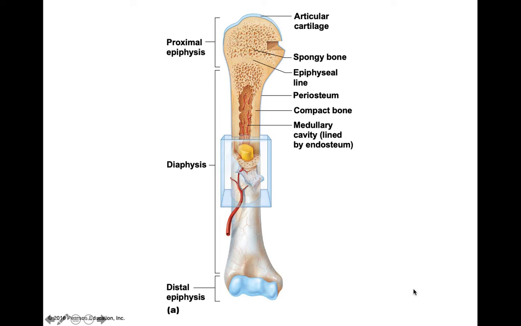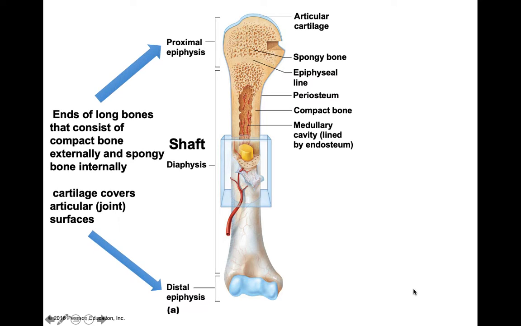Looking at a long bone, we have the epiphysis, the outside, the distal and the proximal, and then we have the diaphysis, the shaft, right? The ends of the long bones consist of compact bone. Cartilage covers articular joints as well. So this is just proximal and distal, right? The shaft, diaphysis, and epiphysis, so the proximal epiphysis and the distal epiphysis. Proximal is closer to the midline, distal further away from the midline.